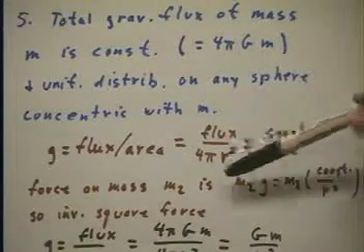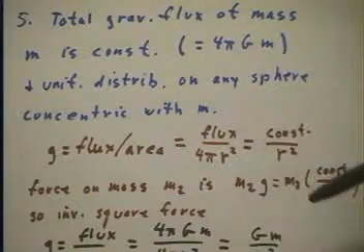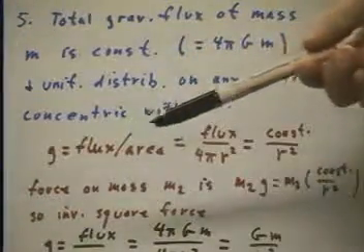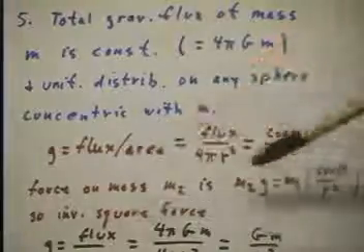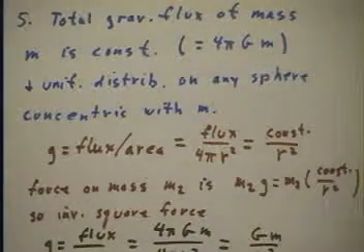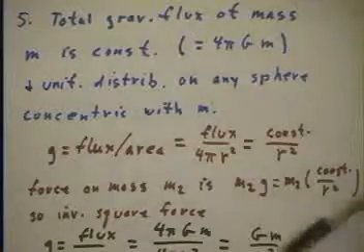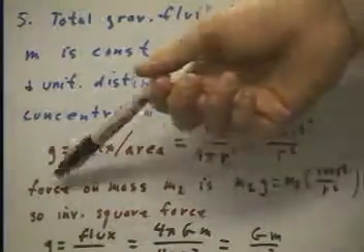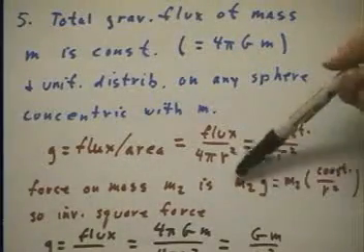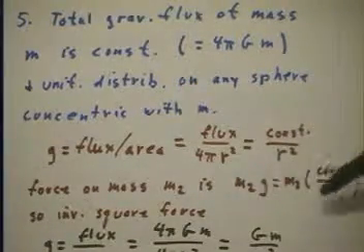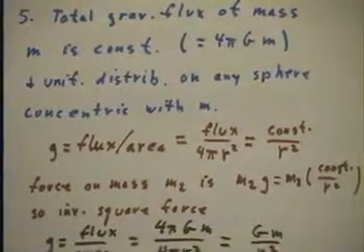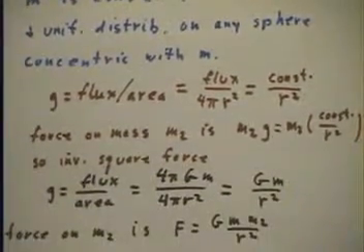Since the flux is constant, you divide it by 4 pi, you still have a constant. It's some constant over r squared, so that the gravitational field strength is inversely proportional to the square of the distance from the mass. The force on the mass, if we have a mass m2, has to be m2g, which is m2 times this constant over r squared. And so we have an inverse square force.